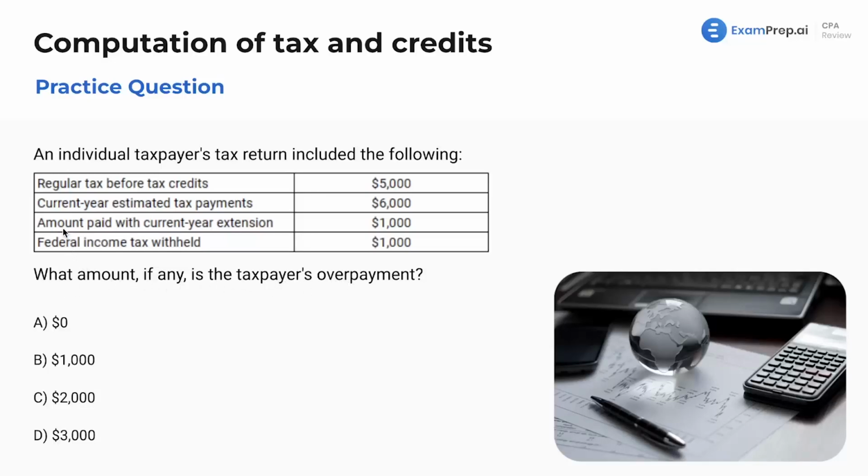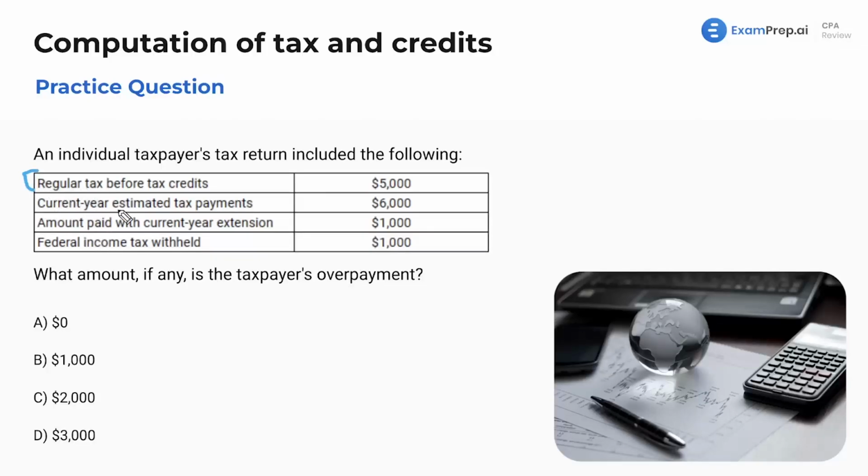And let's run through what these items are. You might have seen some of these just throughout your career, taken from your W-2. You may have done some of these if you've got a business yourself. First off, we've got regular tax before tax credits. So this is the tax that is owed. So you owe $5,000 right off the bat.